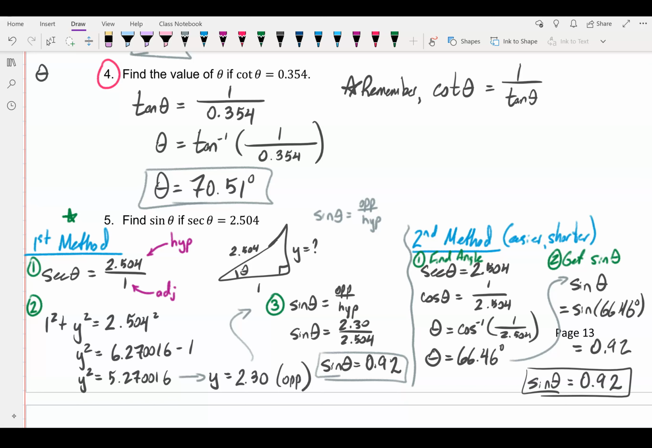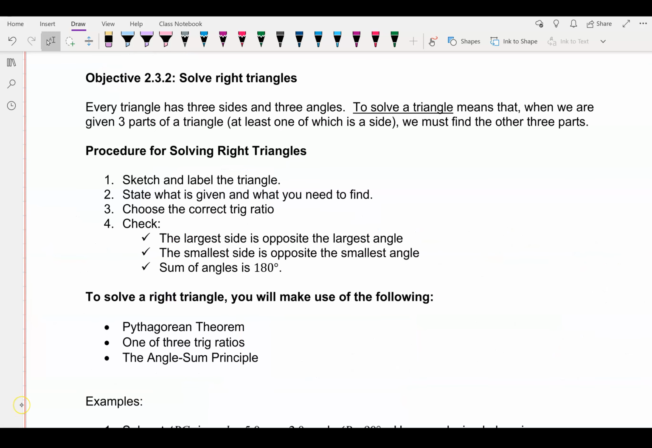Now we're going to move on to solving right triangles, which in my opinion is a little bit easier than this number 5 here. Okay, page 14, solve right triangles. What it means to solve a triangle kind of sounds weird, right? Well, all it means is that we need to find all 3 sides, or all 3 angles.